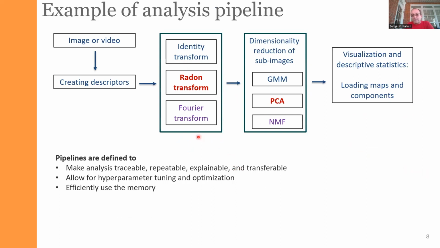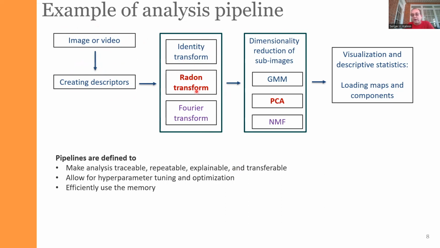So next step is we have the patches. What do we do next? And the next thing is that we set up an analysis pipeline. So analysis pipeline basically represents the sequence of operations that we do with our data. For example, this is how we can start with the image or video data. We create our descriptors. So descriptors is a patch, and each patch comes with a coordinate where it came from in the image and the number of the frame if it is a video. We do something with the patches, so we can leave it as it is. This is the identity transform.